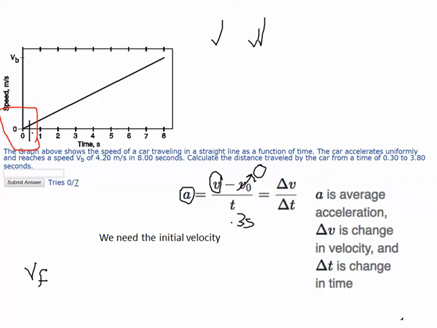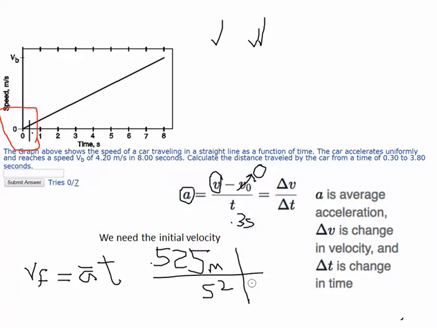So final velocity equals acceleration times time plus the initial velocity, which is 0. So it's going to be 0.525 meters per second squared times the time, and the time is 0.3 seconds. So we're basically looking at, if we start from rest, what speed do we get to at 0.3 seconds? What speed do we get to?